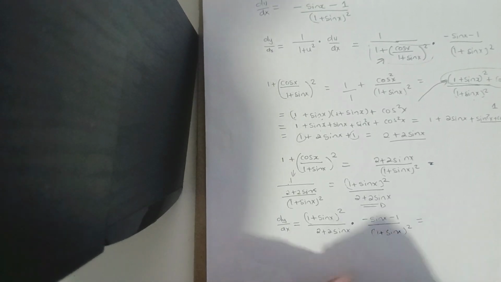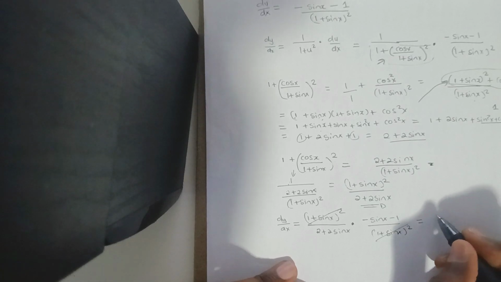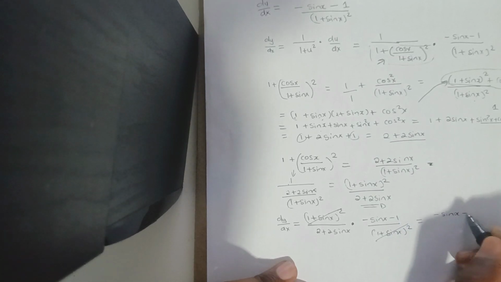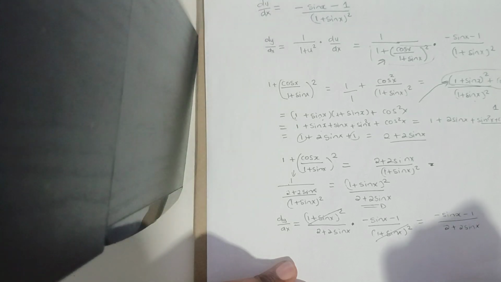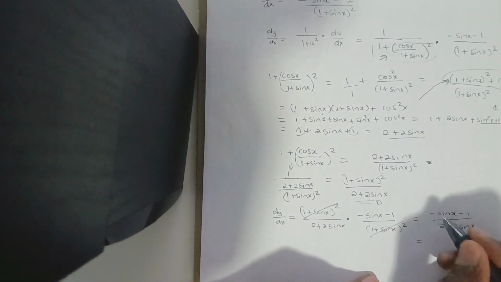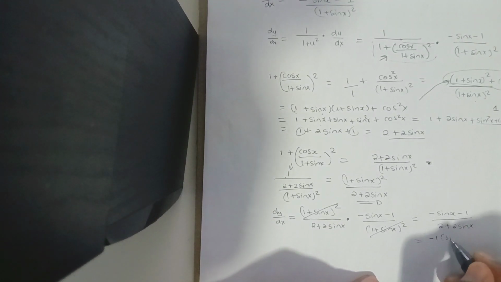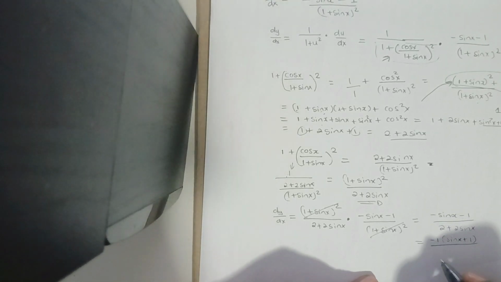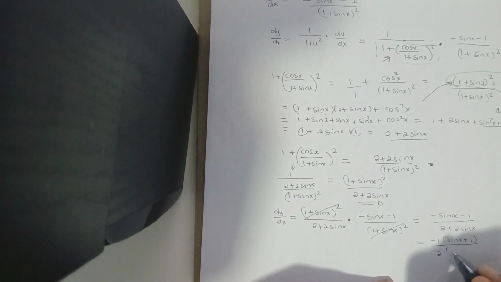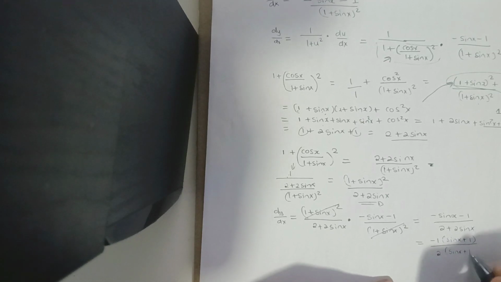Now what we have to do now is to manipulate, right? We have to manipulate this part. Okay, first thing first, we're going to cancel this because they are the same, right? Then we're going to have minus sine x minus 1 divided by 2 plus 2 sine x, right? Then from there we're going to have to factor out negative 1, then we'll be left with sine x plus 1, right? Then we have to factor out what? 2, then we'll be left with sine x plus 1, right? This is how it is, right?